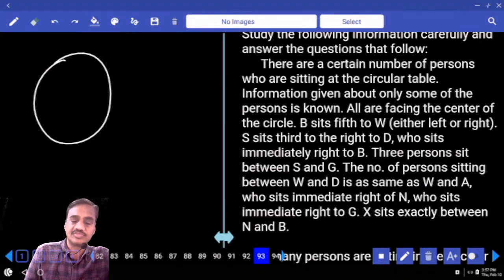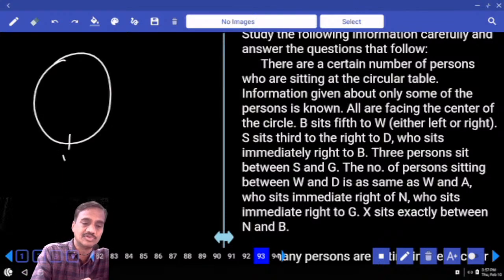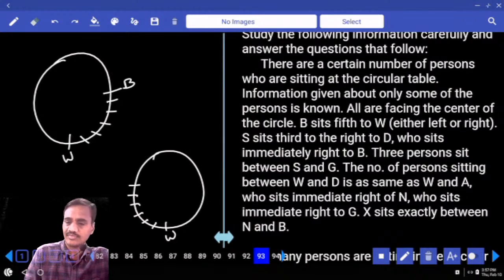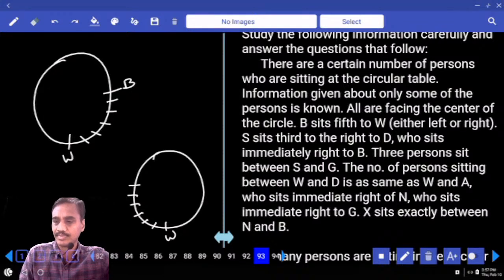B sits 5th to the right of W or to the left of W, isn't it? Hence, if W is here, 1, 2, 3, 4, 5, B is at this place. That is one possibility. And what is the other possibility we have? Now if W is here, 1, 2, 3, 4, 5, B is what? B sits 5th to the right of W.